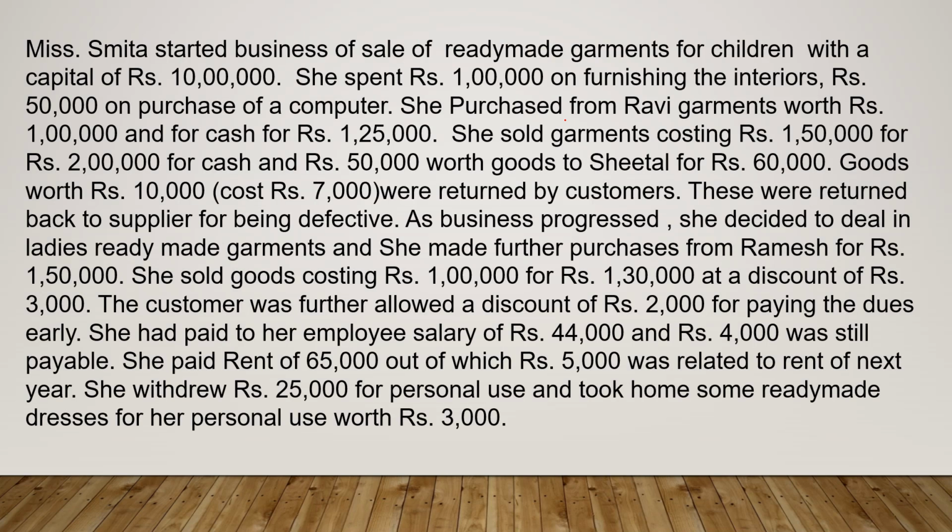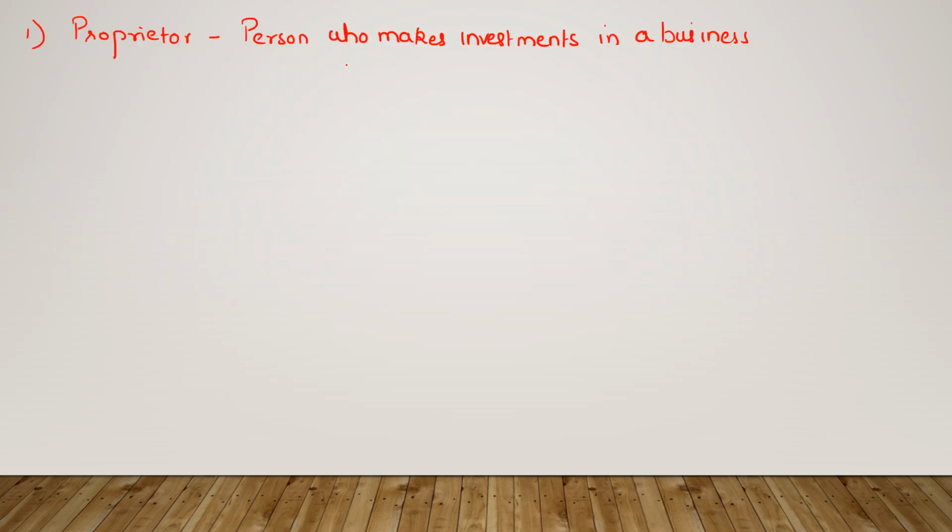In our example, here Miss Smita is the proprietor of the business. She has started the business. She has brought in an amount of rupees 10 lakh into the business. So she has invested. She is going to carry on the business and the risk associated with the business she is also going to bear. So she is the proprietor of the business. That is, in this case it is Miss Smita who has invested rupees 10 lakh.